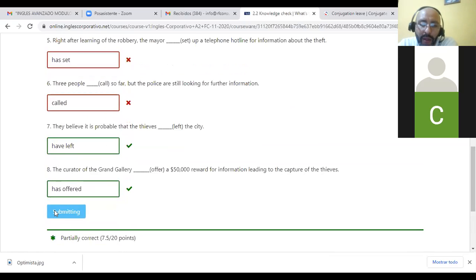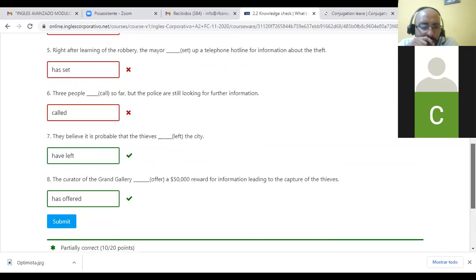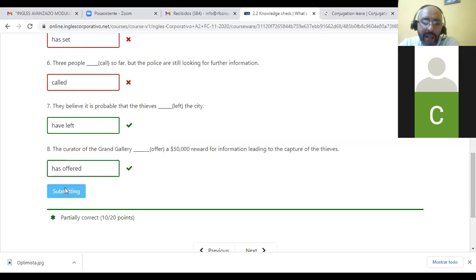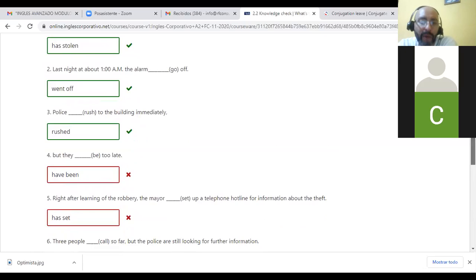Okay. Number 3, let me see. In my case, rush. No, because rush is the present tense. And here there are only 2 choices, the past simple or the present perfect. In my case, it's correct with rushed in the past. R-U-S-H-E-D. Ah, okay. There you go. It's simple past. Correct. There you go.